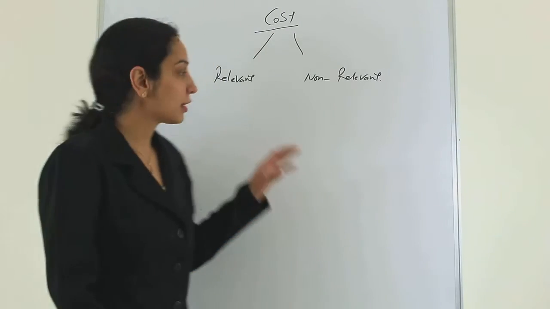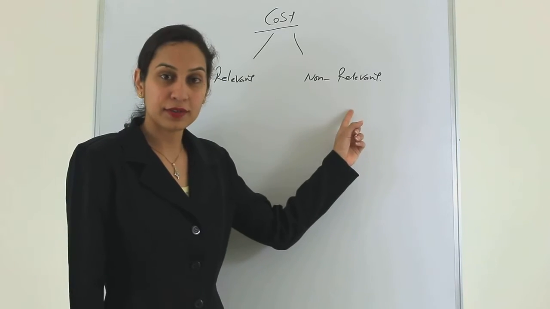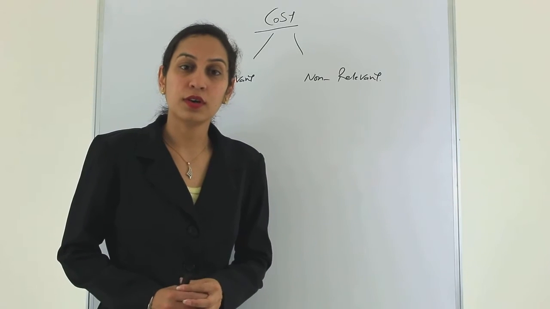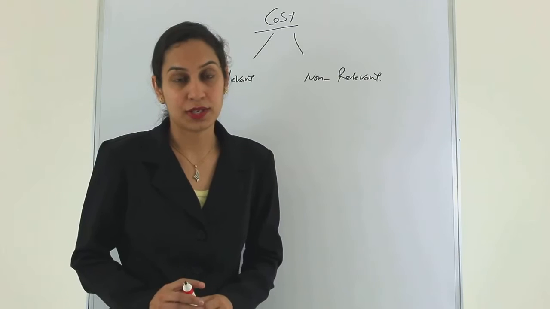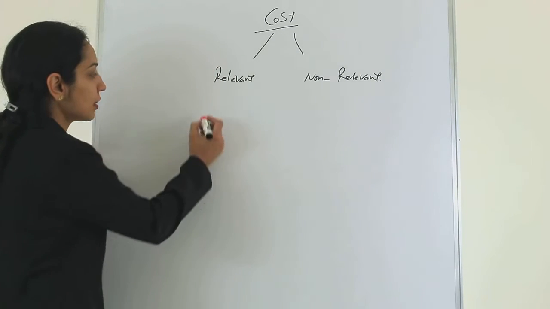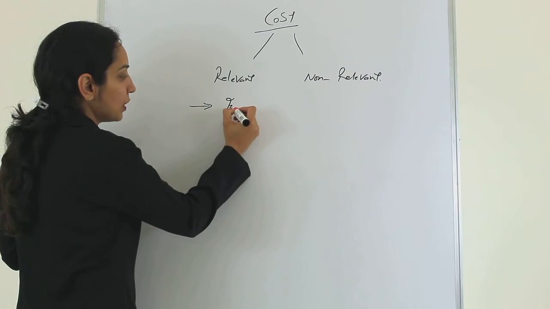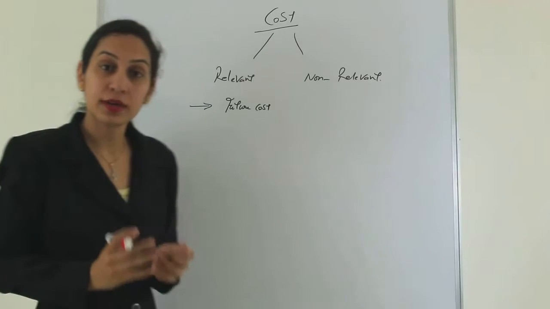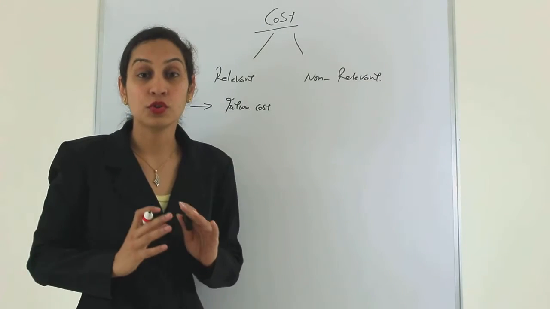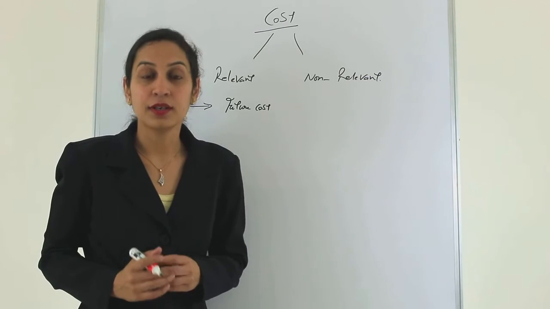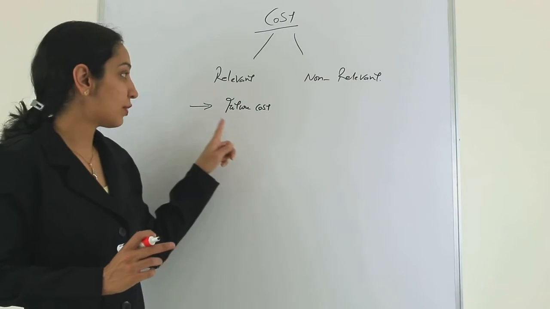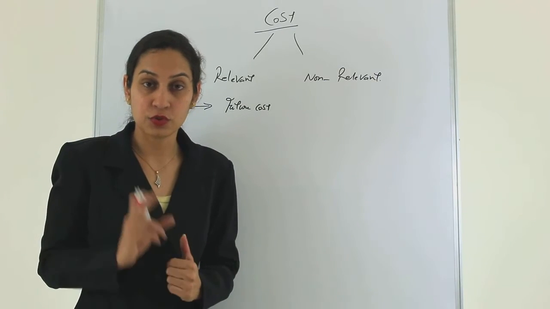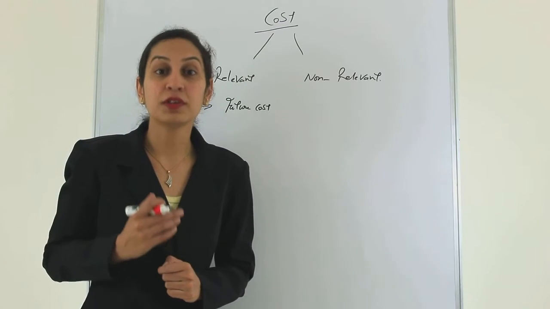Now that we understand the classification of relevant cost and non-relevant cost, let's look more into these costs and understand when we call a cost relevant for our decision making. It has to have certain characteristics. First, it has to be a future cost. A cost which has already been incurred has no relevance to our decision making. That is why, in order to call a cost a relevant cost, it has to be a future cost, not a past cost.